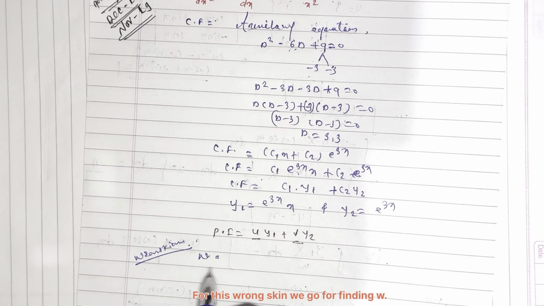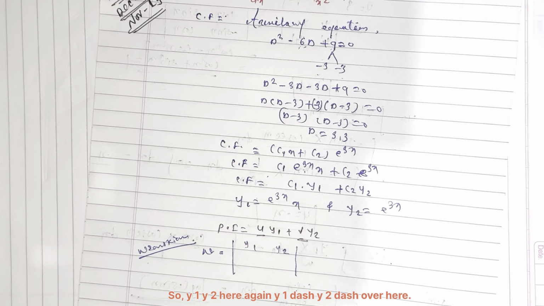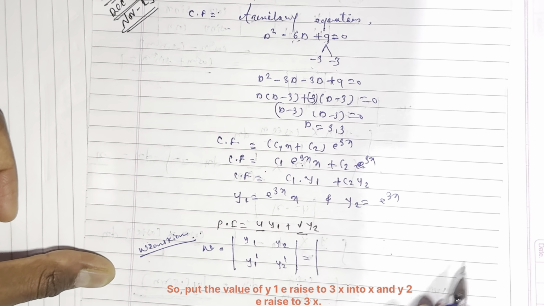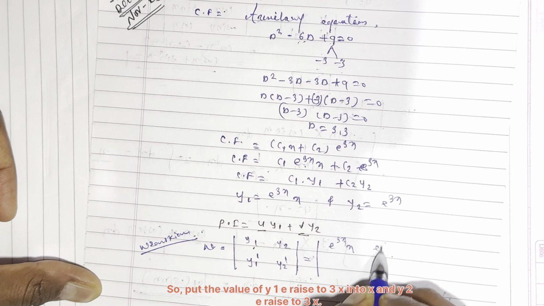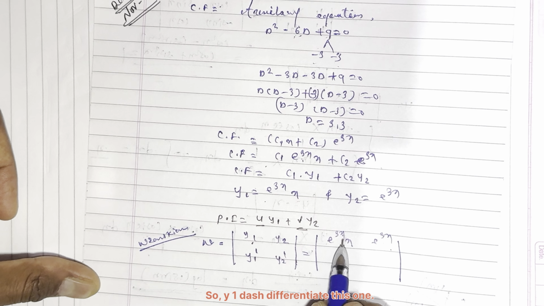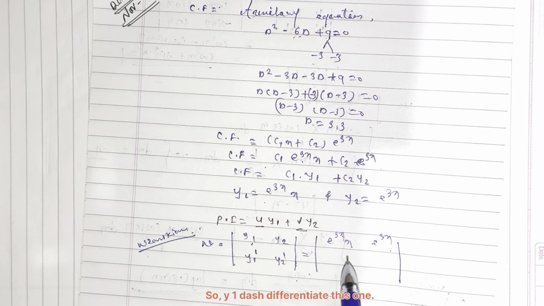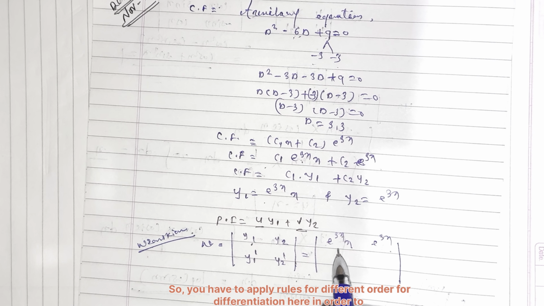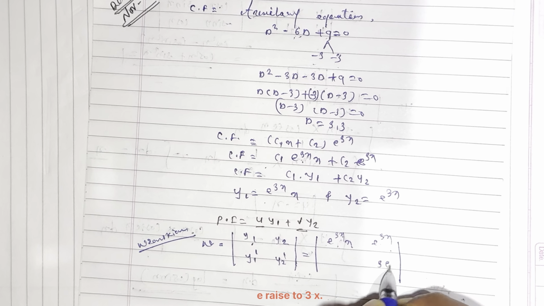For this Wronskian we go for finding W. We take y1, y2 in the first row, and y1 dash, y2 dash in the second row. Put the value of y1 as e raised to 3x into x and y2 as e raised to 3x. For y1 dash, differentiate this one. We can see here e raised to 3x into x is a product of two functions, so you have to apply the product rule for differentiation in order to find the differentiation of e raised to 3x into x. And e raised to 3x has differentiation 3 e raised to 3x.